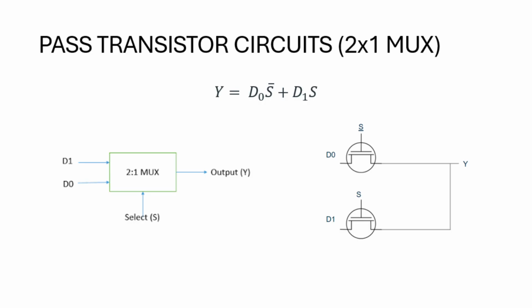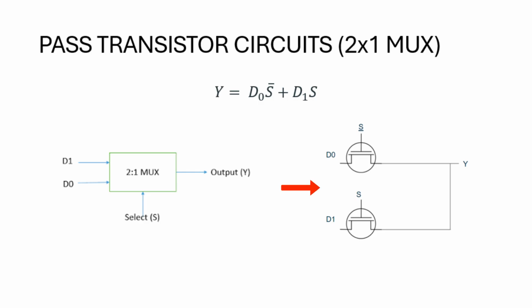So in a 2 cross 1 multiplexer, whenever the selection line is equal to logic 0, the first input will get connected to the output. Similarly, when the selection input is equal to logic 1, then the second input will get connected to the output line. That means that at any given time, only one of the inputs will be active. So first, let us see how to design a multiplexer circuit using pass transistor logic.